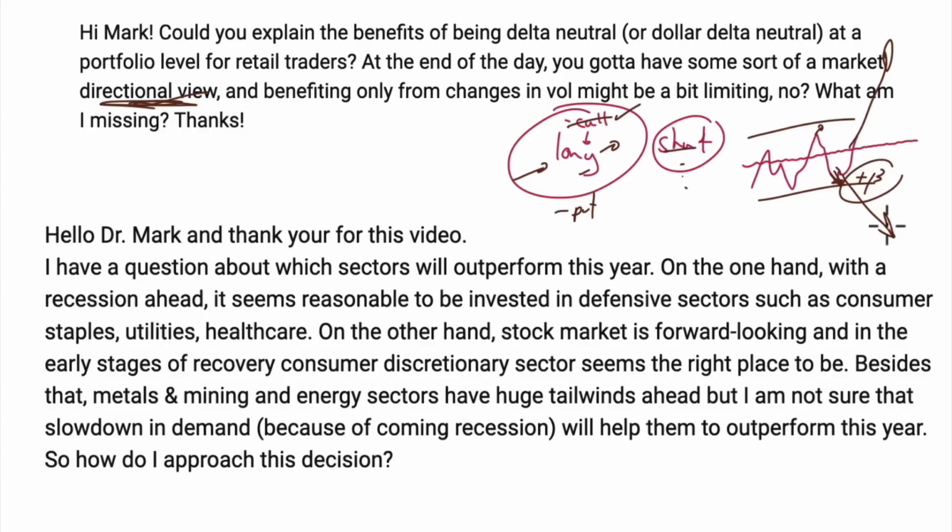Question about which sectors will outperform this year. Well, I don't know. On the one hand, with the recession ahead, or potential recession, it's reasonable to be invested in defensive sectors such as consumer staples, utilities, healthcare. On the other hand, the stock market is forward-looking, and in the early stages of recovery, consumer discretionary seems to be the right place to be. Besides that, metal and mining and energy sectors have huge tailwinds ahead, but I'm not sure that the slowdown in demand will help them to outperform this year. So how do I approach this decision?